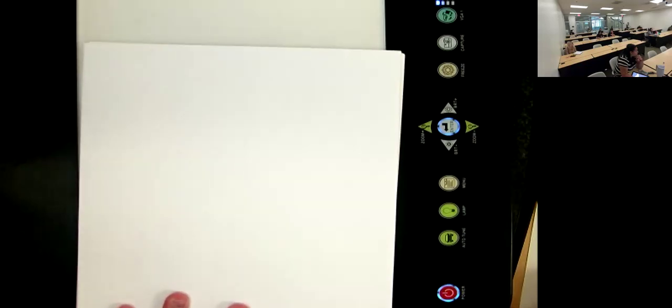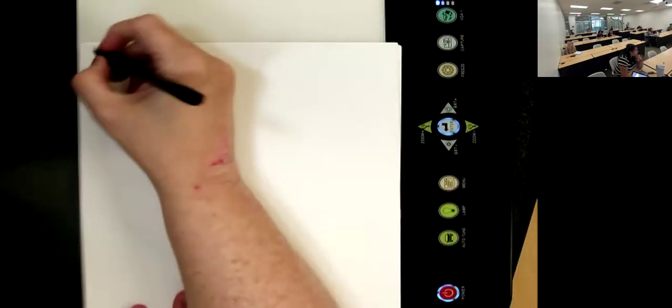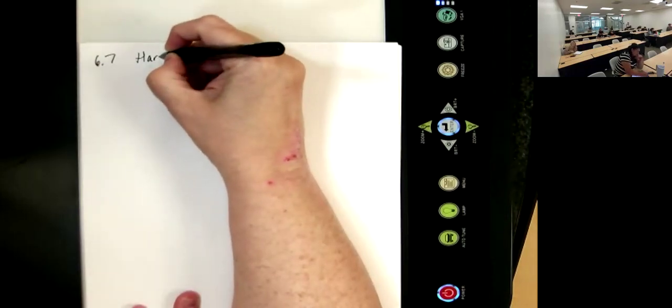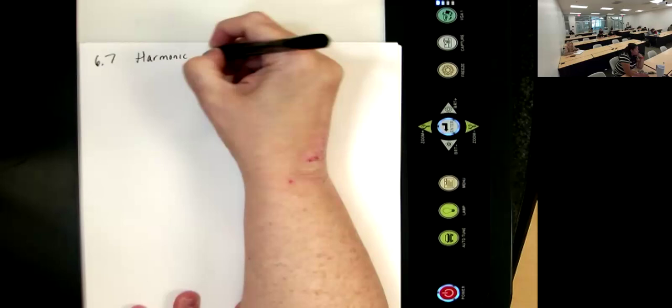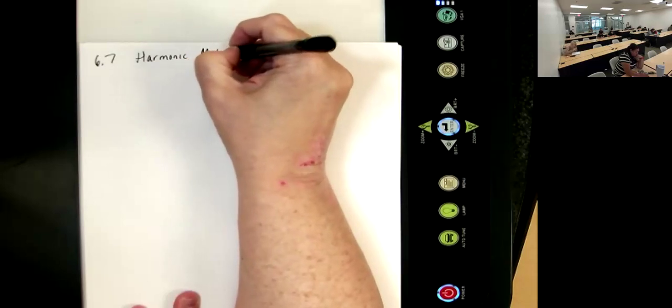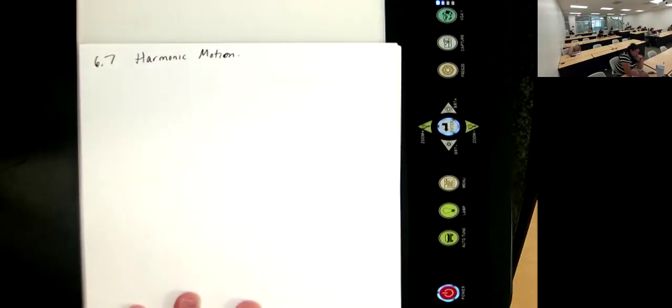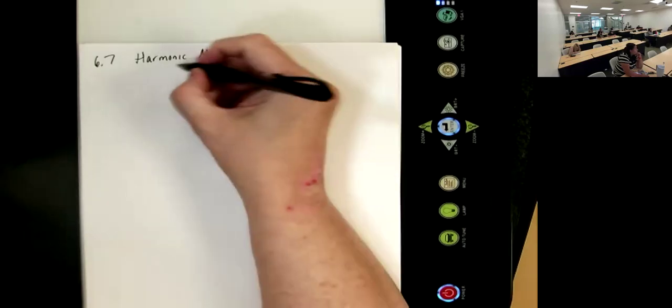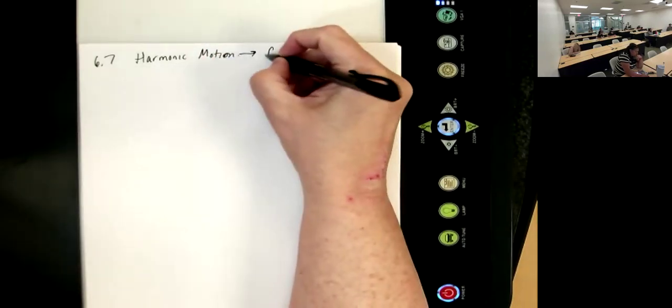Okay, so the following topic is not on your test, but you should see it. 6.7 is on harmonic motion. I don't recall why they call it harmonic motion, but it is. Harmonic motion follows an oscillation or wave.